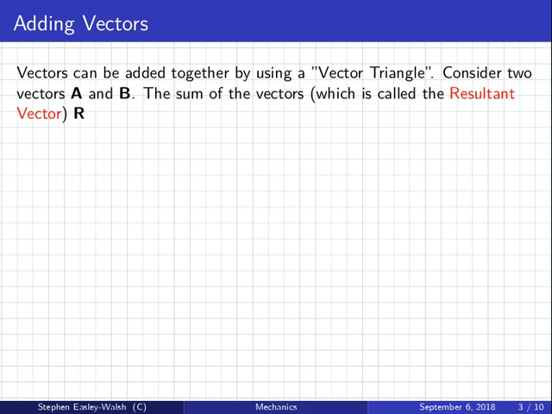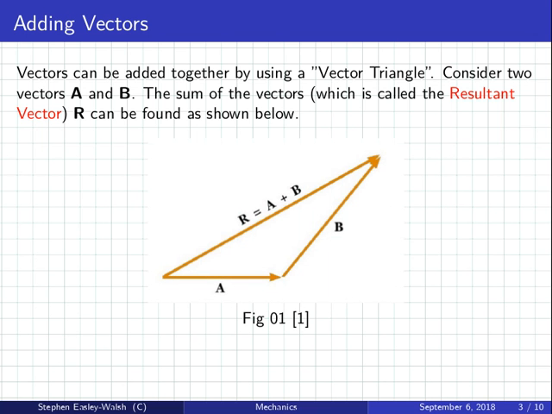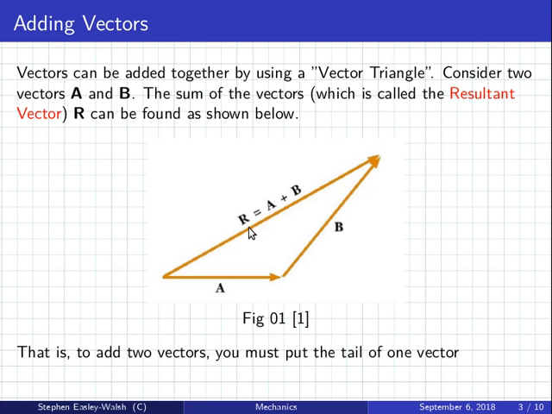Now, it can be shown below. So this is how you add two vectors together, okay? If you have A and you have B, what you do is you put the tail of B at the head of A, and the answer then is this vector here. Okay, so to add two vectors you must put the tail of one vector at the head of the other, and then the resultant is from the tail of A to the head of B. Okay, so this is called the vector triangle. It's how you can add two vectors together.